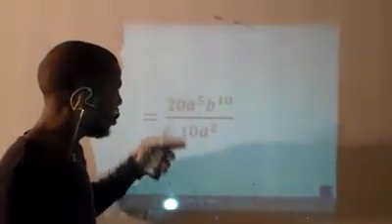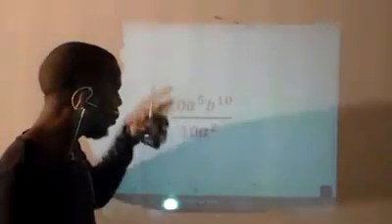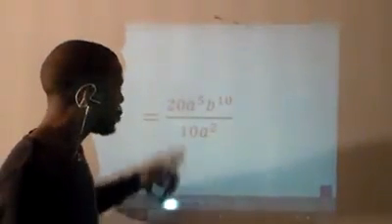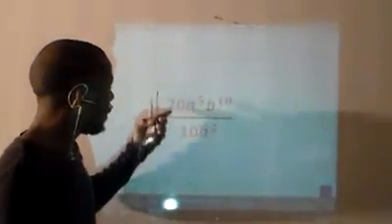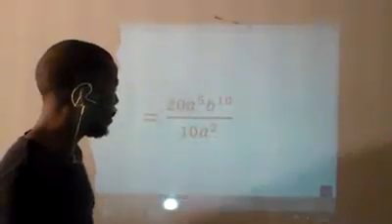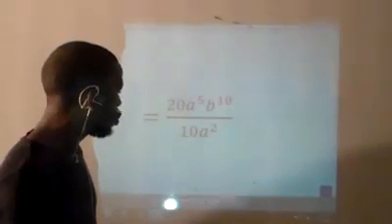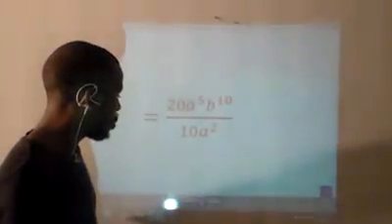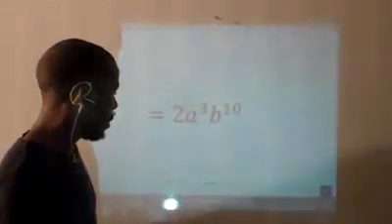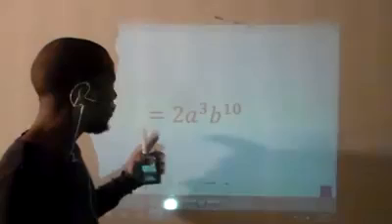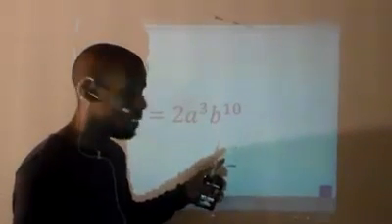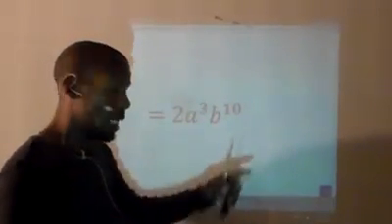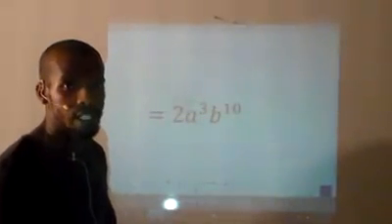This a that is at the top will subtract the power of the a that is at the bottom, which means this a is going to be like 5 minus 2. So the a is going to be raised to the power of 3 now. And that 20 at the top is affected by that 10, it becomes 2. 20 divided by 10 becomes 2. So your final answer will be 2a to the power of 3 and b to the power of 10. So it is now simplified.